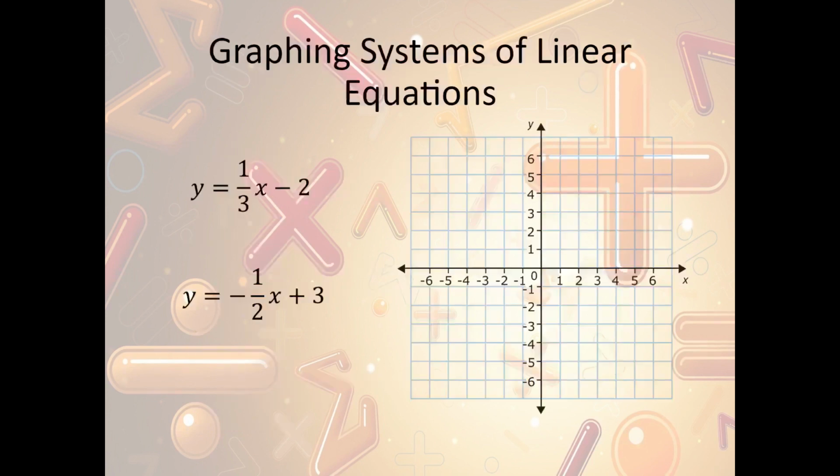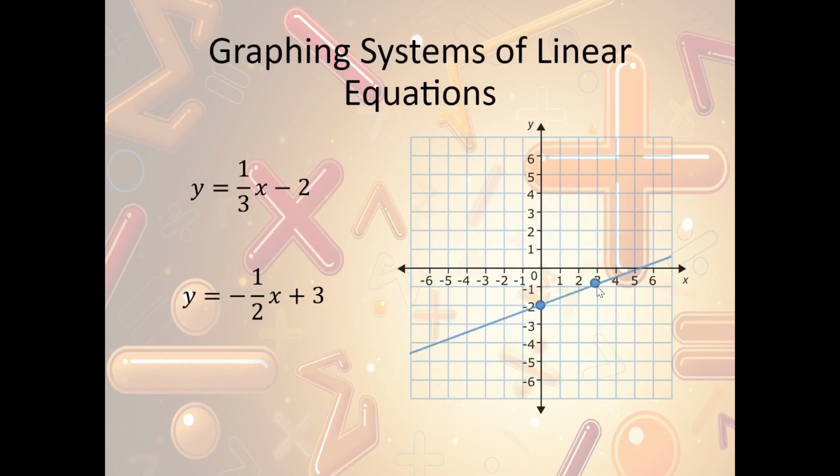Now let's take a look at how we can graph systems of linear equations. So all this really means is we're going to graph both of these lines at the same time. On the first one, we'll go ahead and graph this. We're going to plot our y-intercept, which is -2. So we're going to go down 2 and plot our point. And the slope is 1/3. So we're going to go up 1, to the right 3, plot our point, and connect the dots.